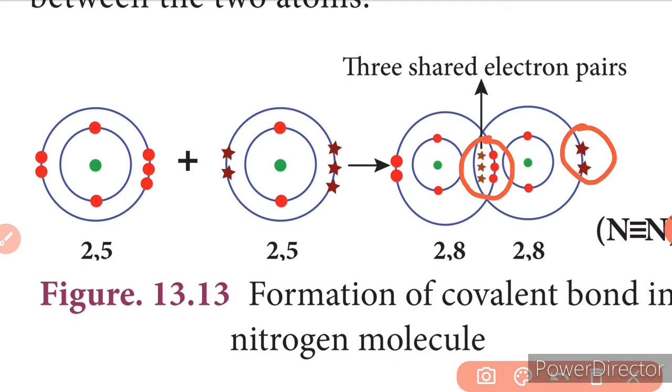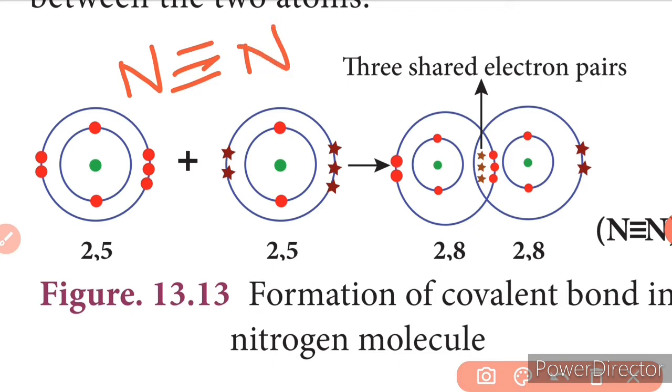Now since it shares 3 electron pairs in between, the bond is N triple bond N. Now you can see 2 electrons for this bond, 2 electrons for this bond and 2 electrons for this bond. So totally how many electrons are there? 6 electrons, or you can say 3 electron pairs. So usually we represent the nitrogen molecule as N triple bond N.